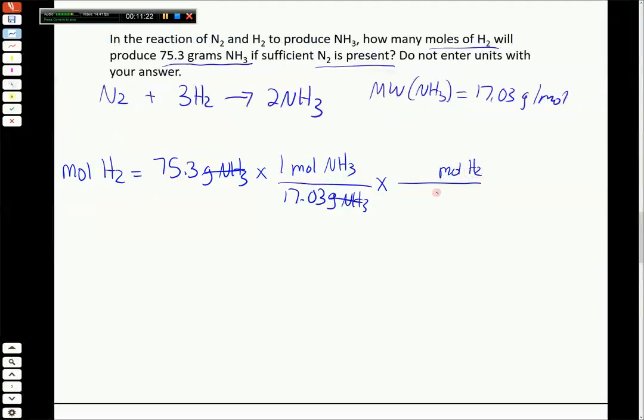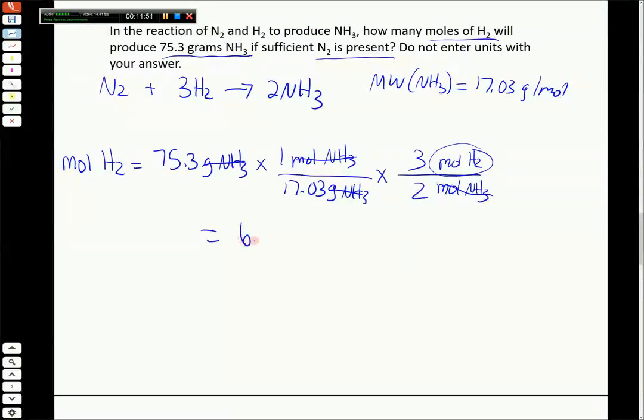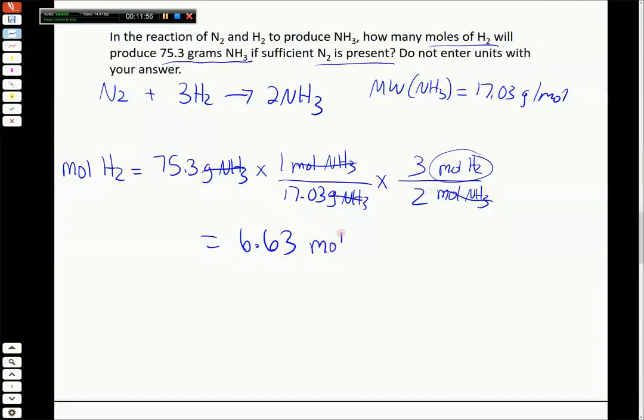We want moles of H2 on the top, moles of NH3 on the bottom so that it cancels. And the ratios are 3 moles of H2 for every 2 moles of NH3. So the ratio is going to be 3 to 2 in this case. Moles of NH3 cancel out. We have the unit that we want, which is moles of H2, so we stop there and just calculate out. So 75.3, we divide by the molar mass, multiply by 3 over 2, and we get, in this case, 6.63 moles of H2 using the correct number of significant figures.